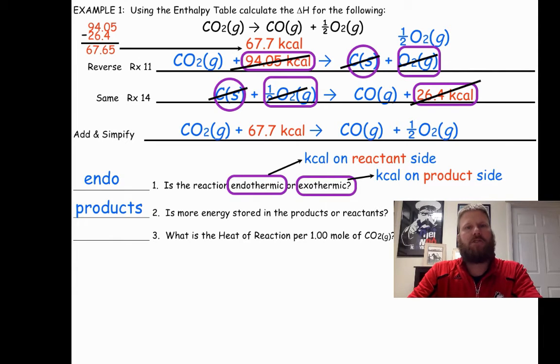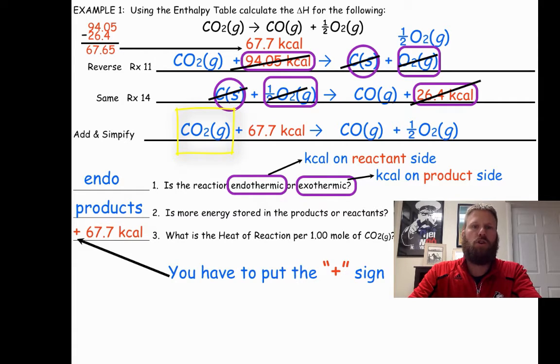What is the heat of reaction for 1 mole of CO2? This question is pretty simple for this reaction, since in the overall reaction we only have 1 mole of CO2. That means the molar relationship between CO2 and energy is 1 mole of CO2 requires 67.7 kcals of energy. Now the energy must be absorbed because the process is endothermic. When we report this answer, we must include the sign. We have to write positive 67.7 kcals as the relationship to 1 mole of carbon dioxide.